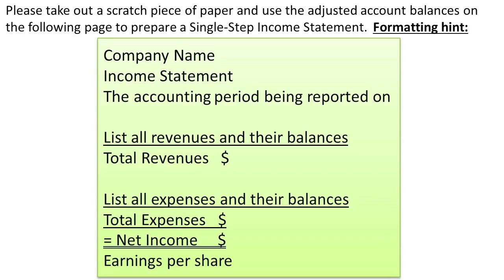Then list all revenues and their balances and total them up. List all expenses and their balances and total them up. Take the total revenues less total expenses and you get net income.